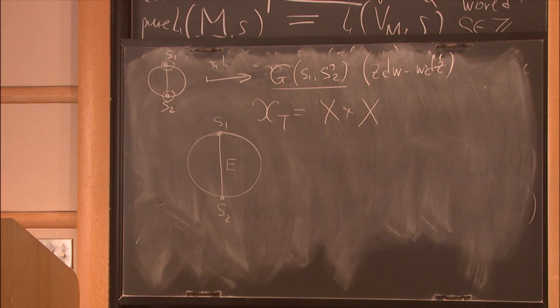You may want to consider just a single curve with two punctures, S1 and S2. Then, in this case, this is just a number: the Green function evaluated at these two points, S1 and S2. It's just a real number. Which variables are you varying when you do your integral to get a number? Not these ones. Those are fixed.